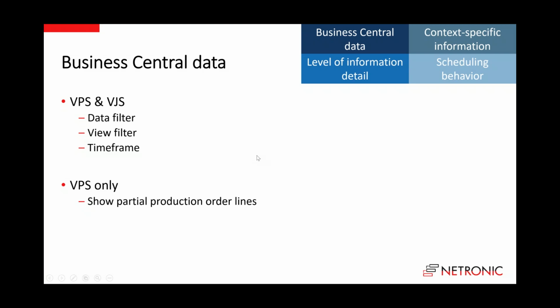And I keep this short because I did a webinar on most of this a couple of weeks ago. You can control, individualize and customize the Business Central data that you see in both the VPS and the VJS with the data filter, with the view filter, and by defining the time frame that you see. And in the visual production scheduler only, once filters are applied, we also give you the capability to show only partial production orders.